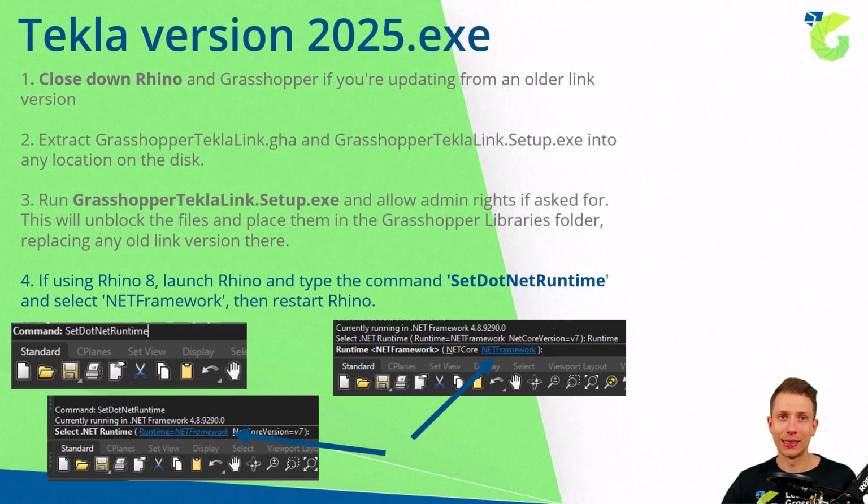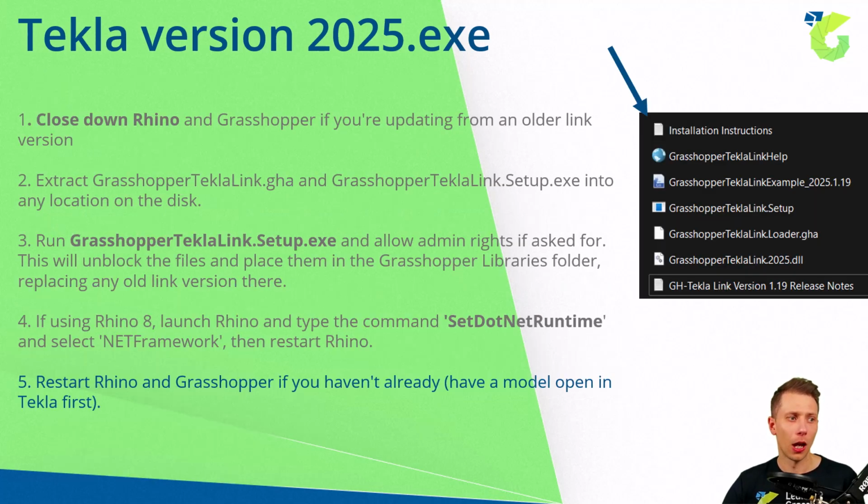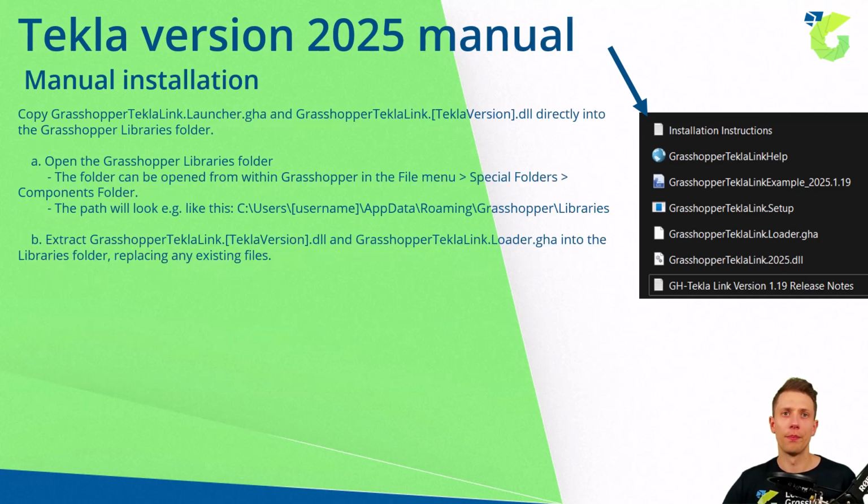Next thing, I already said that with Rhino 8, we have to set the .NET runtime. In Rhino 6 or 7 it's not necessary, but in Rhino 8 it's really important to have it. All right, and then after this the installation should be fine, and everything will be installed automatically. We have to restart Rhino and Grasshopper. So remember, whenever you install a new version of Tekla Live Link, the safest option is to close Tekla, close Rhino and Grasshopper, and then go through the whole installation.